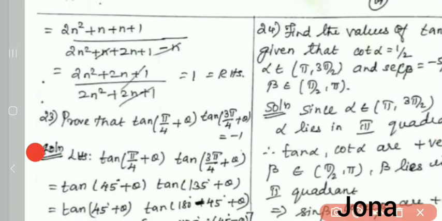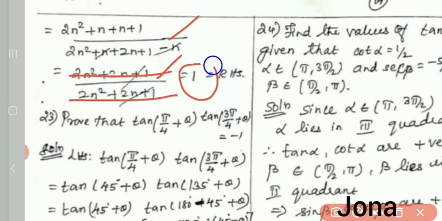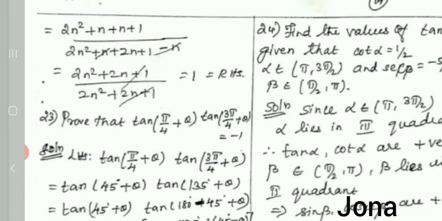If we remove the brackets there, we get 2n square plus n plus n plus 1. In the denominator also, 2n square plus n plus 2n plus 1 minus n. If we cancel that, the remaining things are 2n square plus 2n plus 1 divided by 2n square plus 2n plus 1. We can cancel both numerator and the denominator, therefore the answer is 1 here.